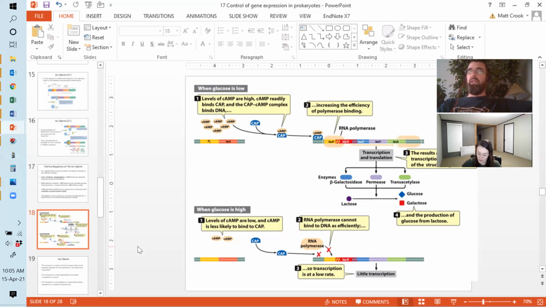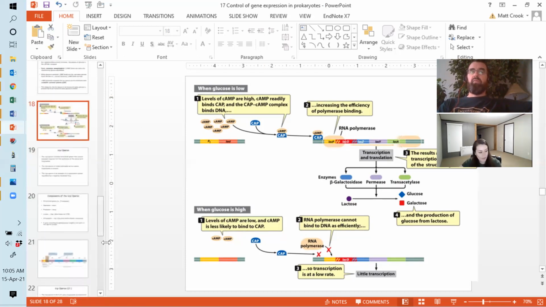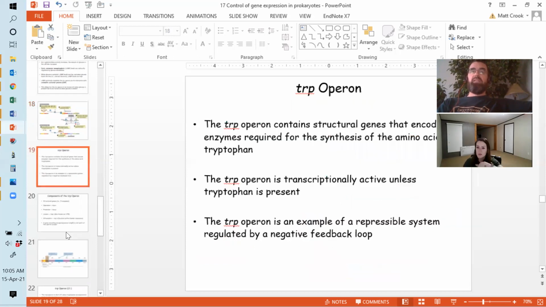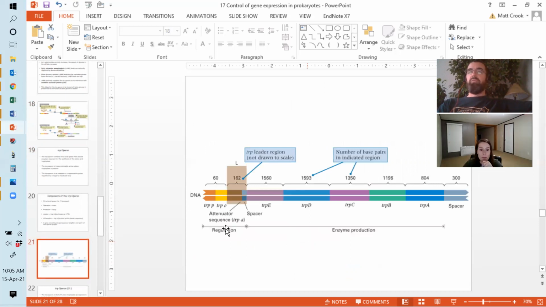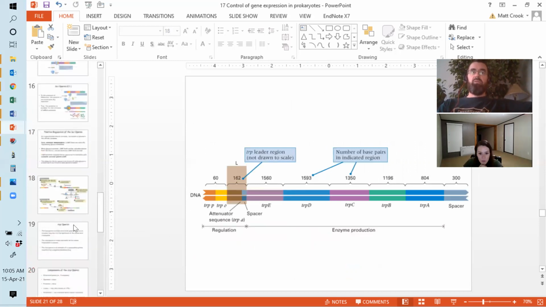So that's why we start with the lac operon first, because the lac operon, even with all of this complexity, is a little more straightforward. And so the trp operon, basically we are producing tryptophan, right?